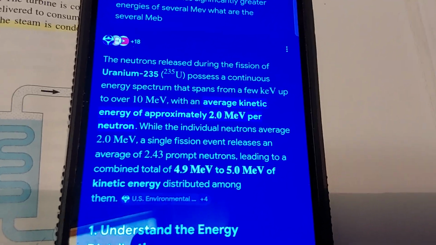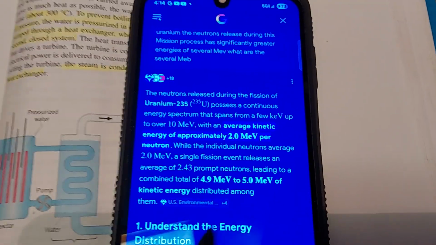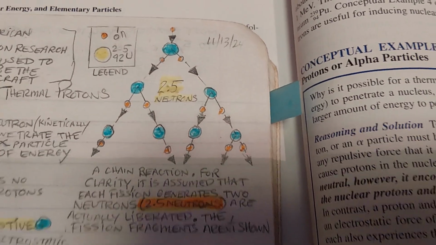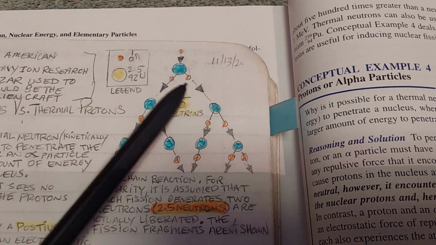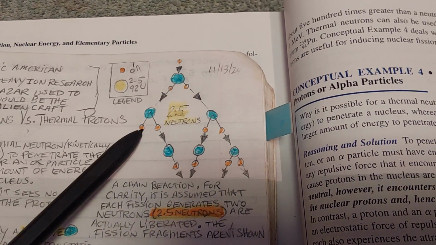Here, I'll show you what they're talking about. But anyway, the total is going to be about 5 MeV right here. I'll show you. So I take my rock off the page. Take this back here. Go to my notes here. Got this right out of the book. There's 2.5 neutrons. You see the 2 neutrons right here. It's been split and they go off and try to do the same thing all over again.